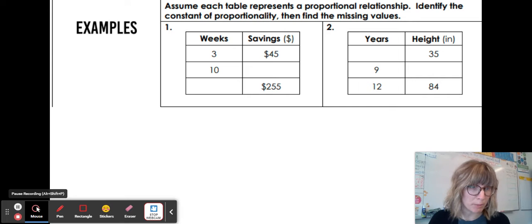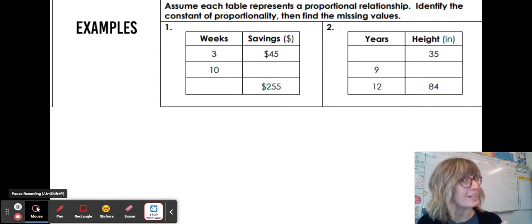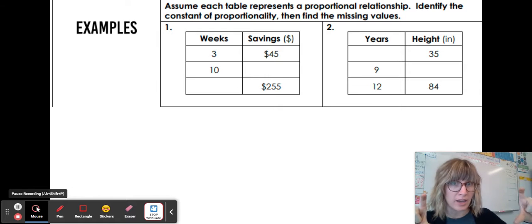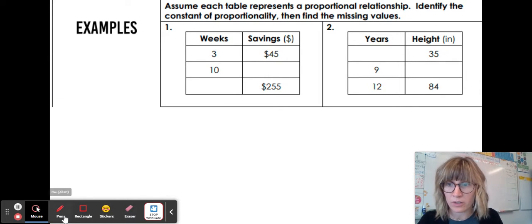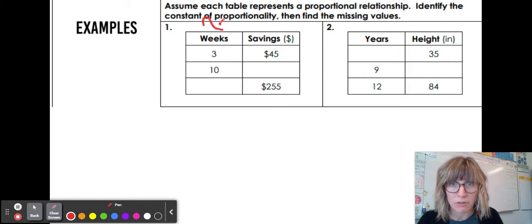So, in thinking about these proportional relationships and solving these mysteries or finding the missing values, you first want to determine your constant of proportionality, right? How it's growing. So, you can either multiply if you're given your information here to get here.